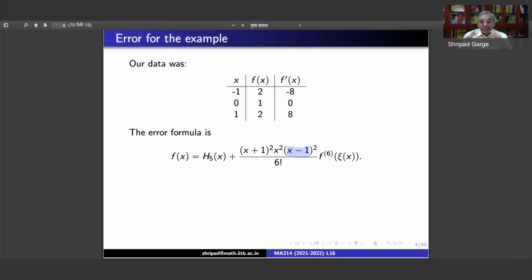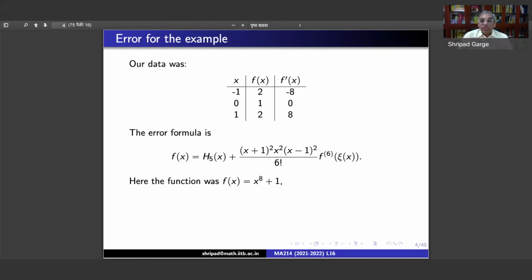So I had constructed this data for a function whose degree was slightly more than 6. In fact, the function was x power 8 plus 1. So you can quickly check that the values at minus 1, 0 and 1 are the values that we have here. The derivative of this function is 8 x power 7, and therefore the value of the derivative at 0 is 0, at 1 it is 8, and at minus 1 it is minus 8. So this data was constructed using this function.